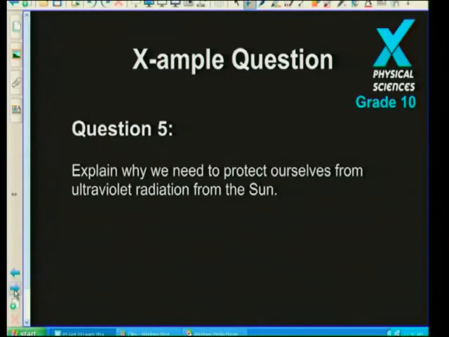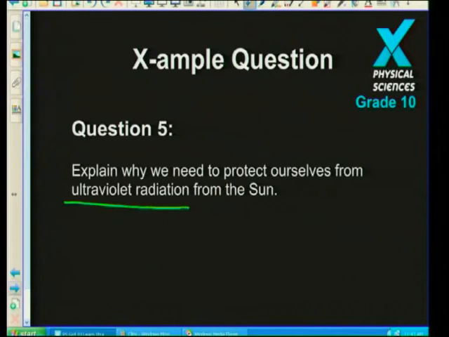Why do we need to protect ourselves from ultraviolet radiation from the sun? Sounds like a bit of a stupid question, doesn't it? But you know what? The whole point of your science curriculum, and this is what makes it so nice, is we want to put what you're learning in the classroom into context for you, and for it to be something that you can take out into the real world. This is a big thing.